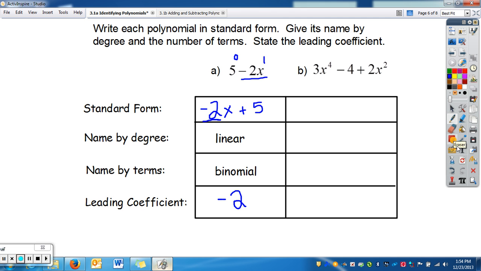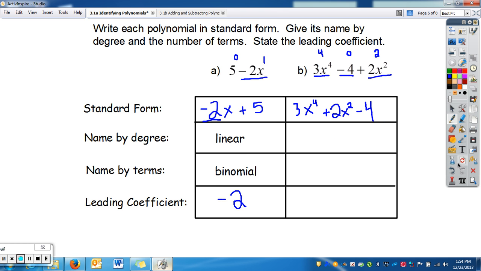Alright, so then let's look at the next one. If I put in standard form, I have a total of 3 terms. This one has a degree of 4, degree of 2, degree of 0, because it's a constant. So the 3x to the 4th goes first, followed by 2x squared minus 4. My exponents are now in order.